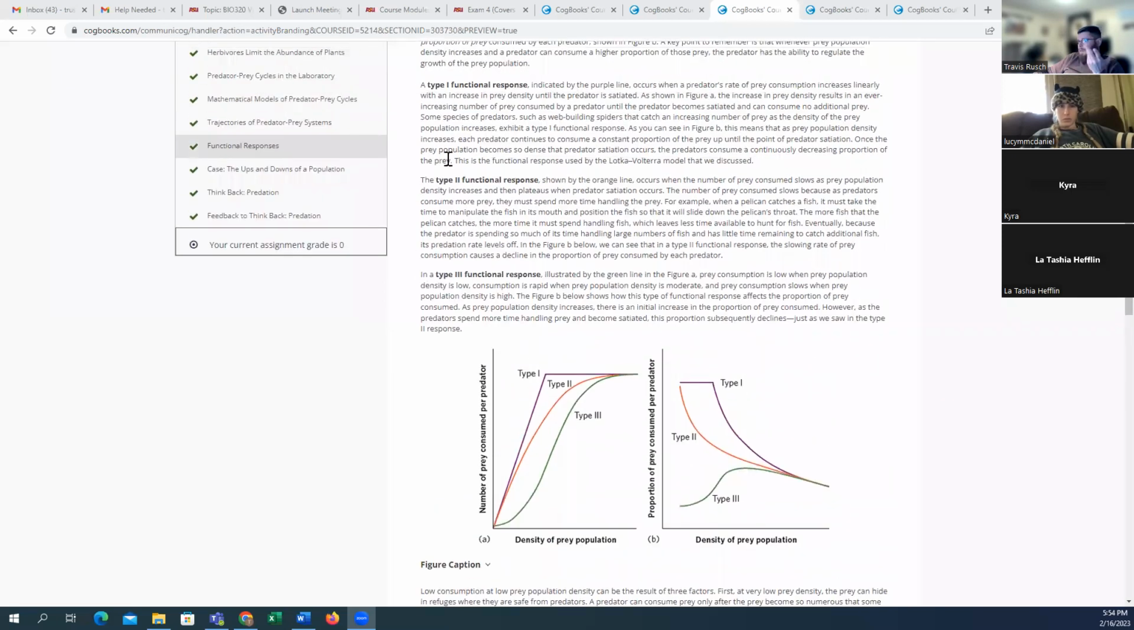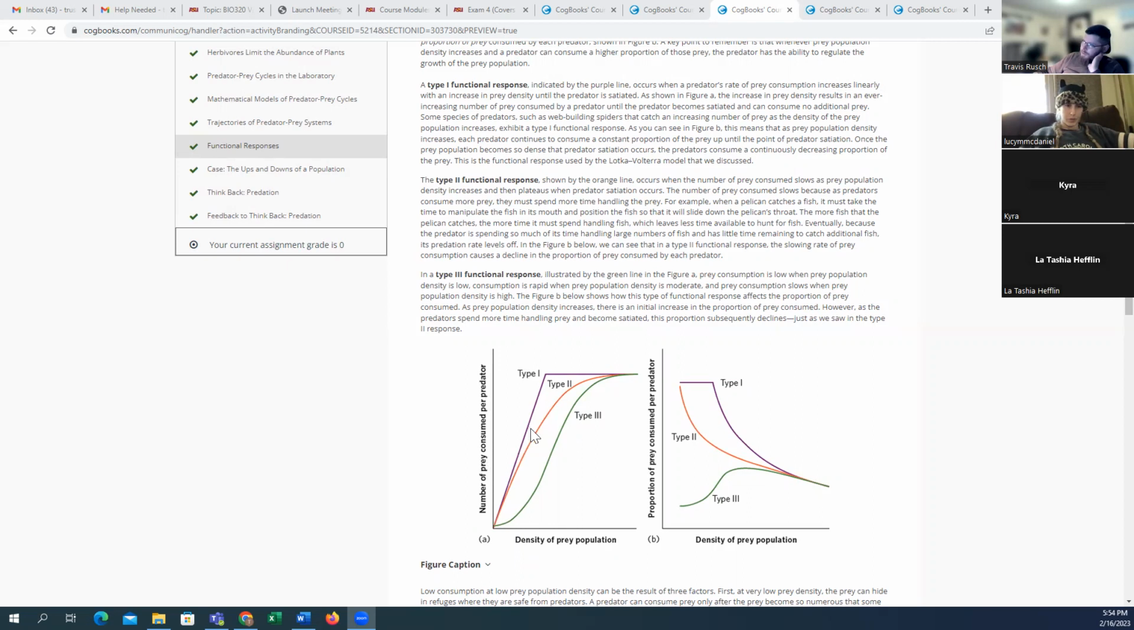So they're called type 1, type 2, and type 3. It would probably be worth knowing what a general description is for each one, or how to interpret these figures. So what do we have? Let's start with the axes again. What is on the x-axis? Density of prey population. Yeah, so as we move to the right, what does that mean for the density of prey population? It is going up. Yeah. And then on the y-axis, it says the number of prey consumed per predator, and that goes up as we move up.